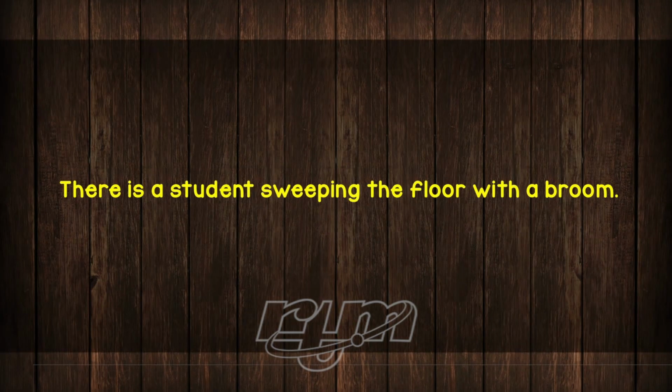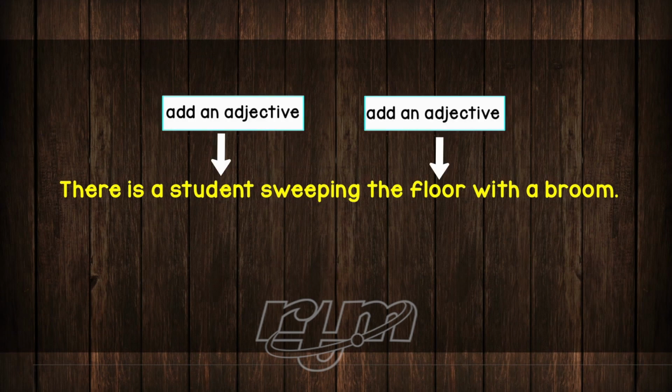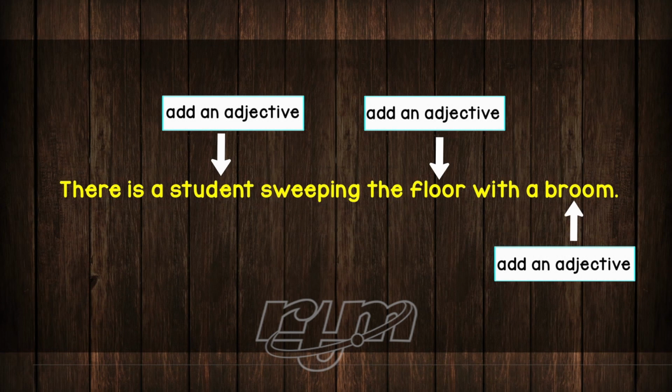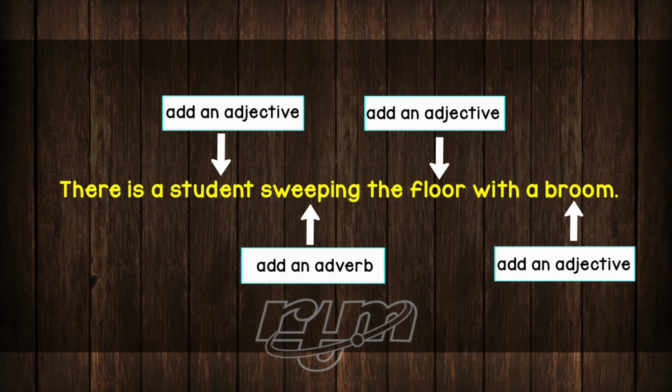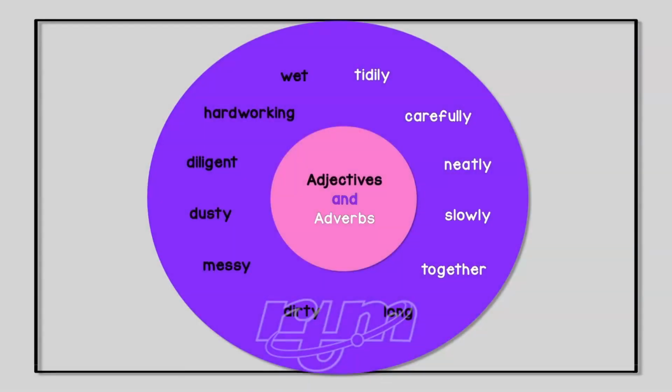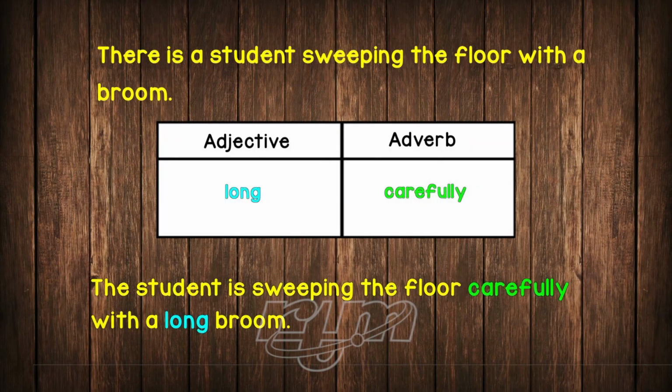Now, let's try this with sentence number 2. Look at your mind map and choose suitable adjectives. You can add an adjective for student, floor, or broom. You don't have to add adjectives for every noun. Then choose an adverb for the verb sweeping. From my mind map, I'm going to use the words long and carefully. This is what my sentence will look like with adjectives and adverbs. The student is sweeping the floor carefully with a long broom.